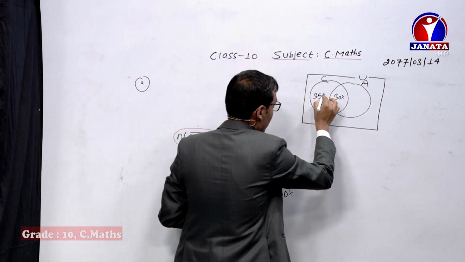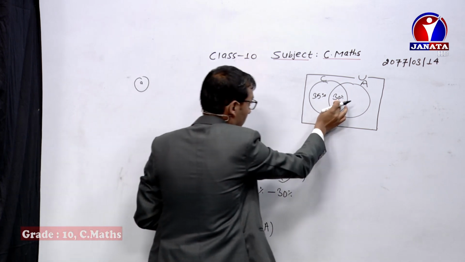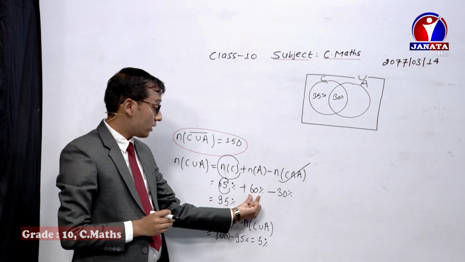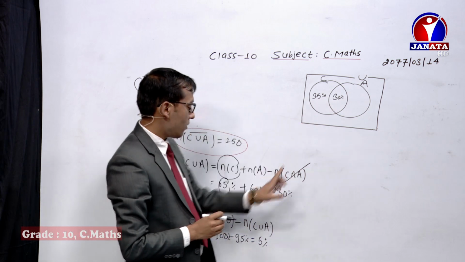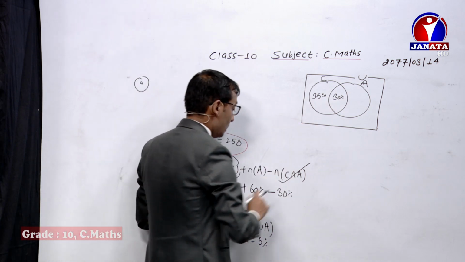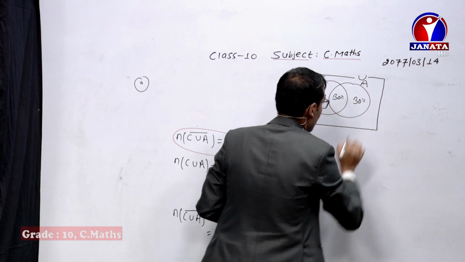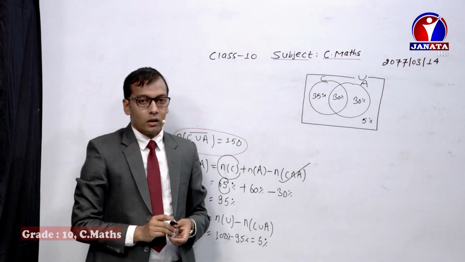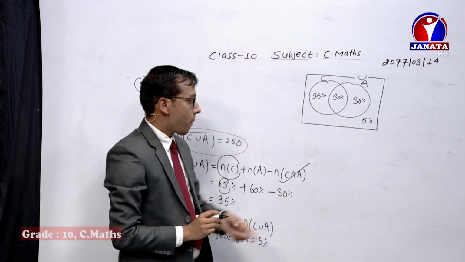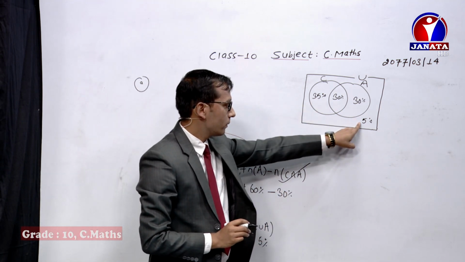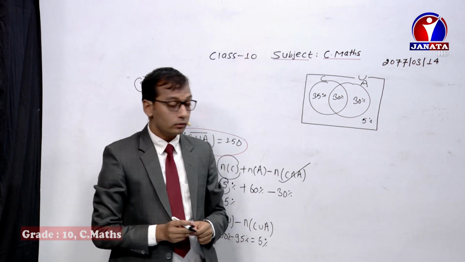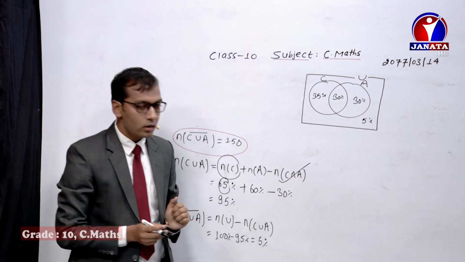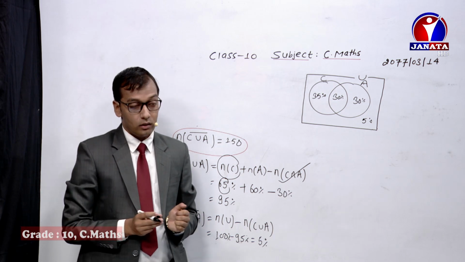It is 35% because 65 minus 30 is 35. Similarly, what is N of A? 60%. N of A is 60%, and if we deduct the intersection from N of A, we obtain N only A. This is 30%, and what is the complement? 5%. So if we add all these percentages, 35 plus 5 is 40. 40 plus 30 plus 30 is 100%. So this is the information we have presented in a Venn diagram.